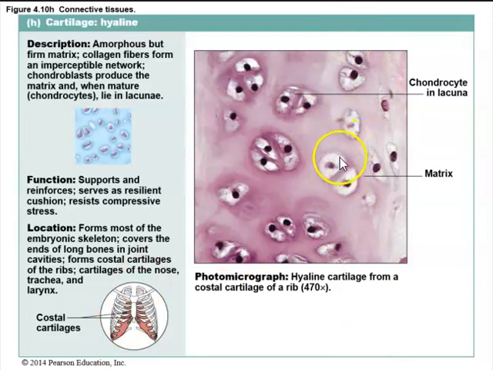So lacuna matata, everyone. Here, the darker staining cells, you can see these are the chondrocytes, and then the space is called the lacuna. Functions of our hyaline cartilage are support and reinforcement, serving as a nice resilient cushion, and resisting compressive stress. As for location, it forms most of the embryonic skeleton before it ossifies to become bone. It covers the ends of long bones in joint cavities, also forms costal cartilage of the ribs, as well as the cartilages of the nose, trachea, and larynx.